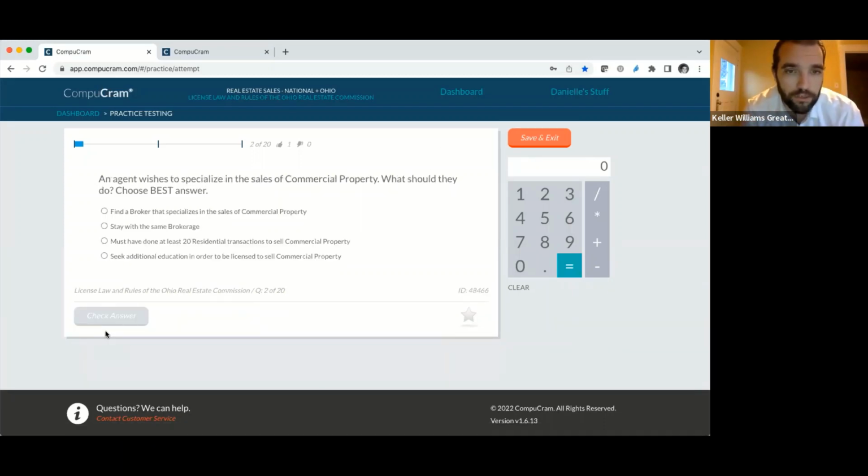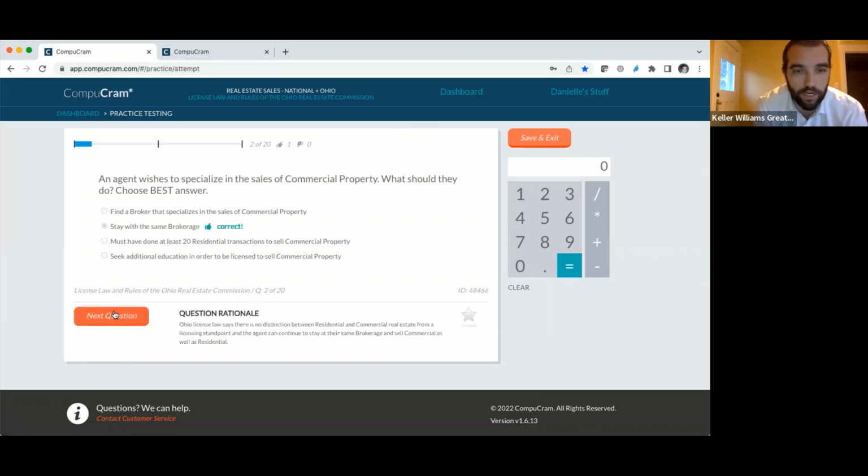Question number 2, an agent who specializes in the sales of commercial properties. What should they do? Should they A, find a broker that specializes in the sales of commercial properties, B, stay with the same brokerage, C, have done at least 20 residential transactions to sell commercial property, or D, seek additional education in order to be licensed to sell commercial real estate? The B's show up quick. Stay with the same brokerage.